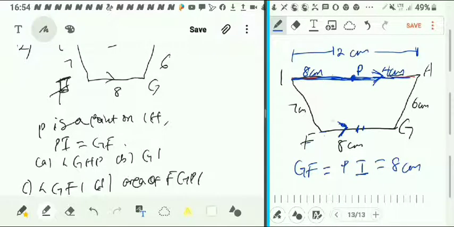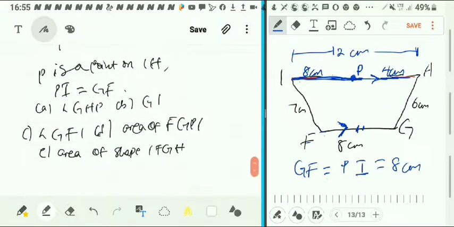This was the initial thing. IH was 12 centimeters, but now they split it for us. They said from a point P on the line IH that PI is equal to GF, and GF is 8 centimeters. So that means this one is 8 centimeters. And if this is 8 centimeters out of 12 centimeters, what is left? 4 centimeters. So it follows that this other side is 4 centimeters. Okay, let's move on.